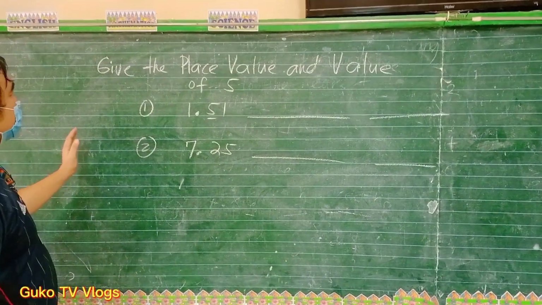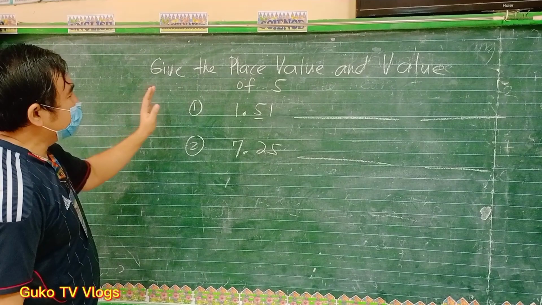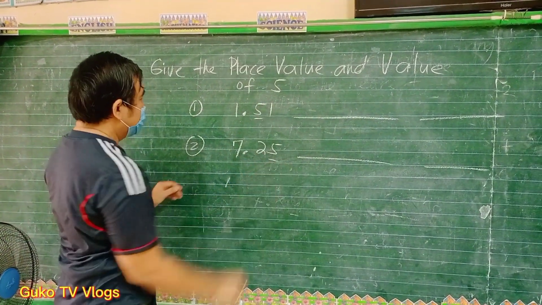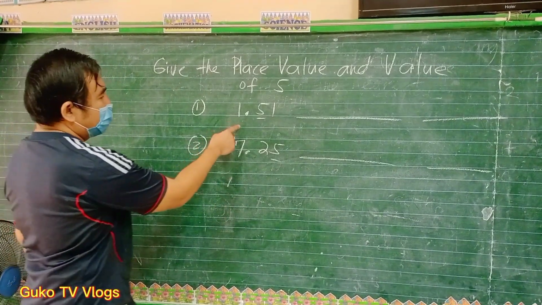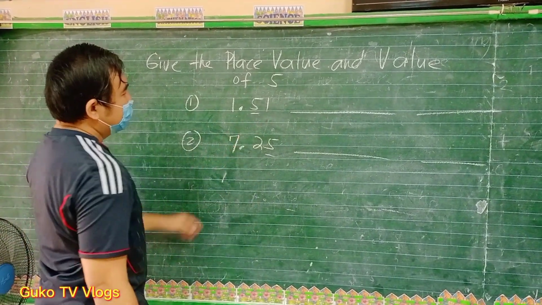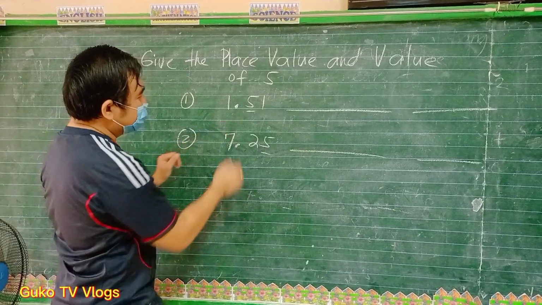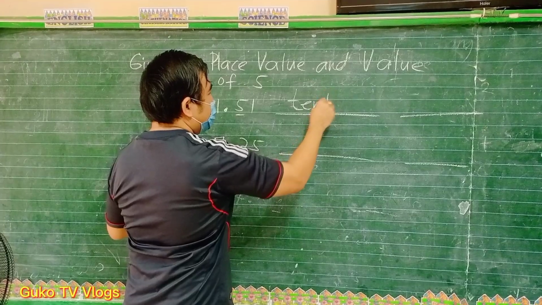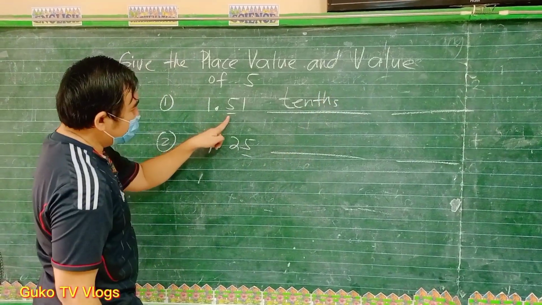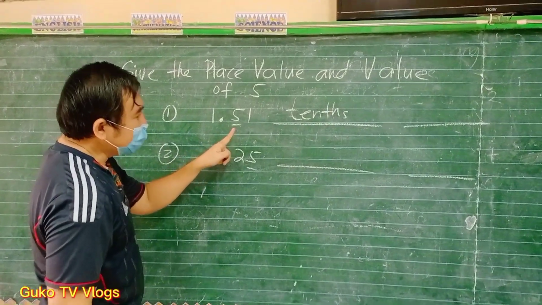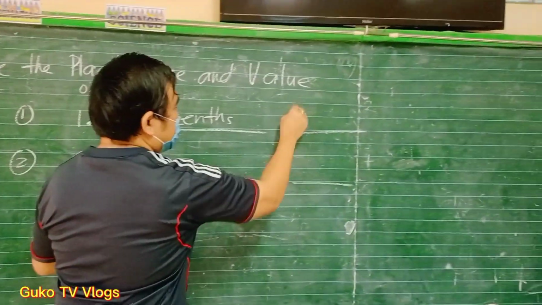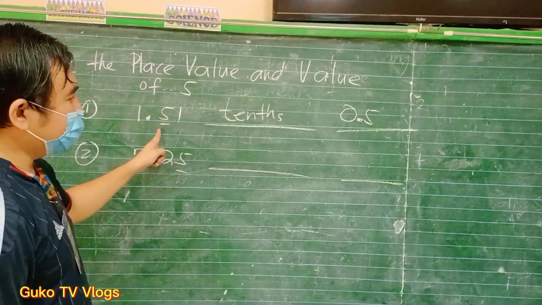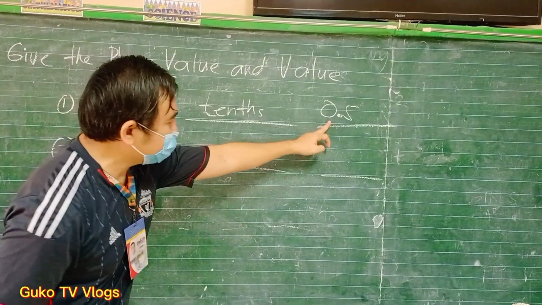Okay, now we have to give the place value and the value of 5. Number 1, we have here 1 and 51 hundredths. Let's give the place value of 5. This is in the tenths place. The place value of 5 here is the tenths place, and its value is 5 tenths.